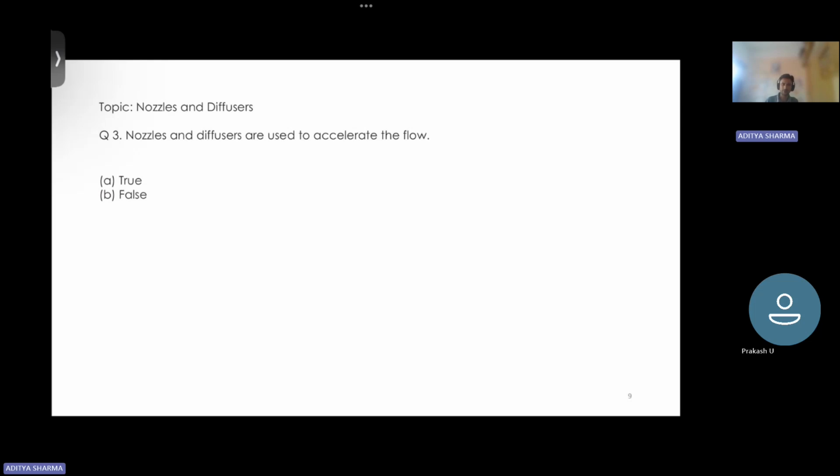Okay, so this is a straightforward question, right? Nozzles are basically used to accelerate the flow, and diffusers, as the name also suggests, diffuse. Right? So a diffuser is to decelerate the flow rate. So in power plants we also use nozzles and diffusers, and in aircraft we also use nozzles and diffusers with engines.